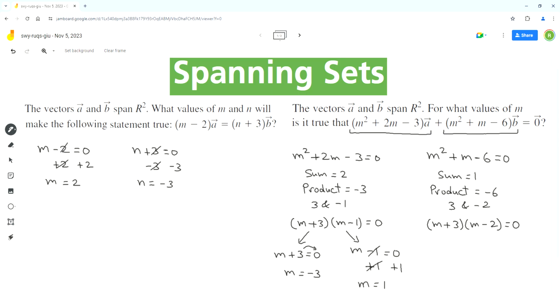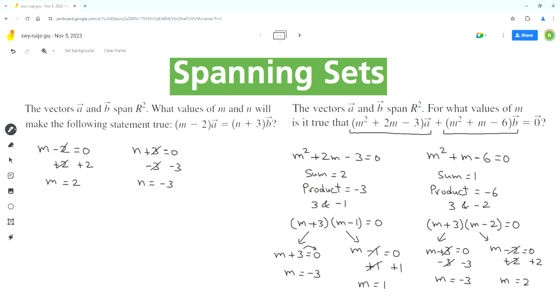so we get two cases. The first solution is M equals -3, and the second solution is M equals 2.